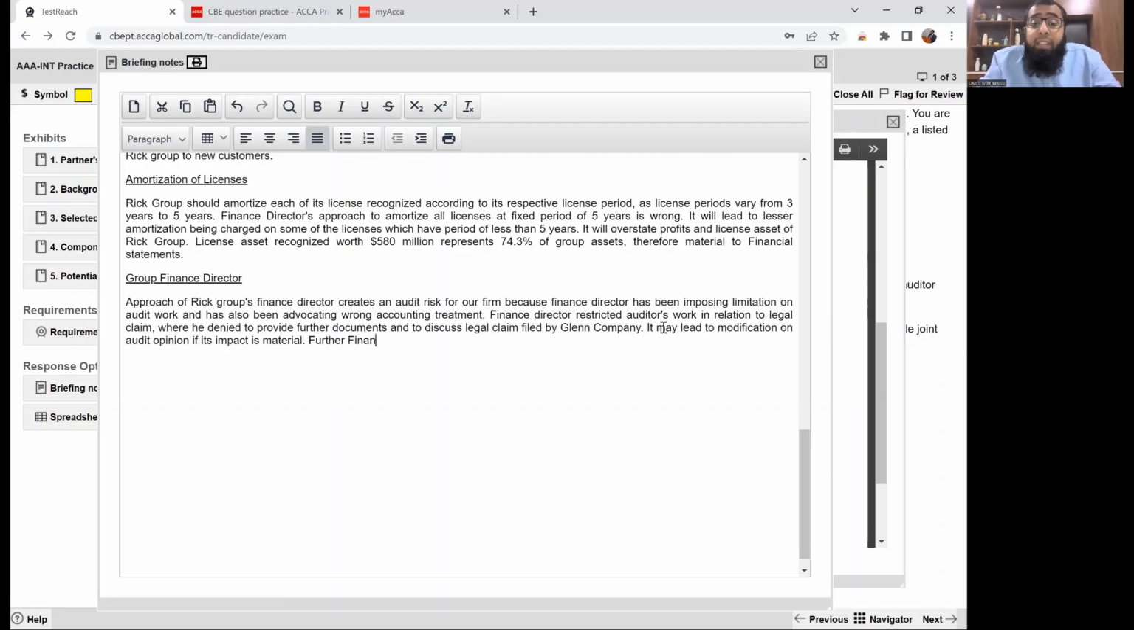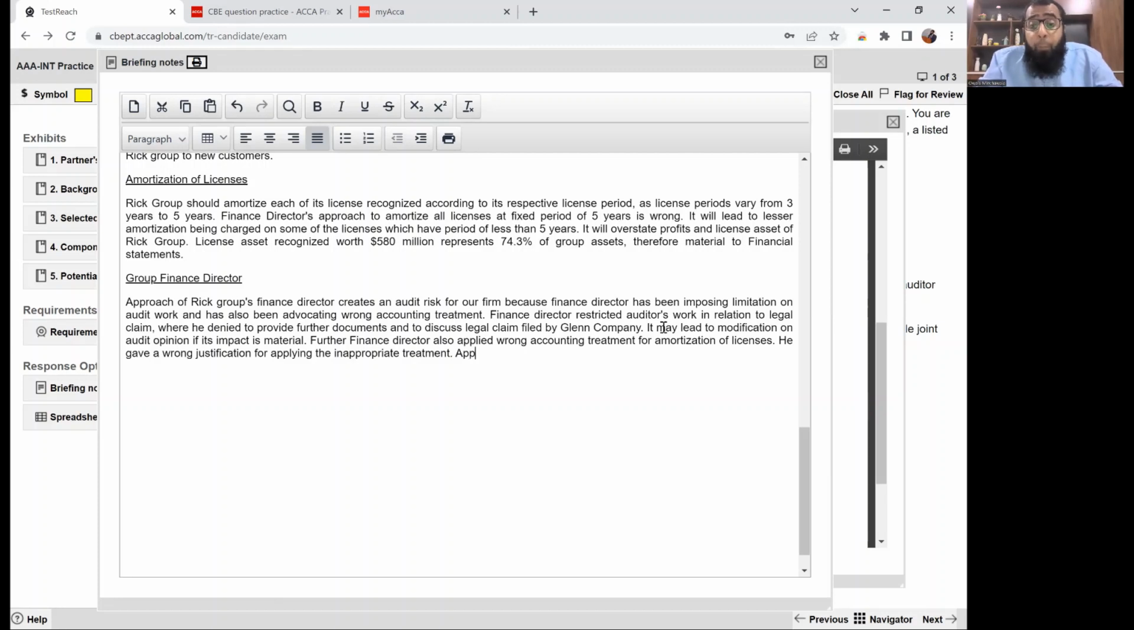Further, the finance director also applied wrong accounting treatment for amortization of licenses. He gave a wrong justification for applying the inappropriate treatment, which he said was the most prudent treatment, by using the wrong life.